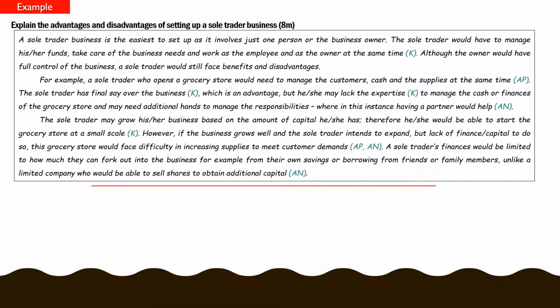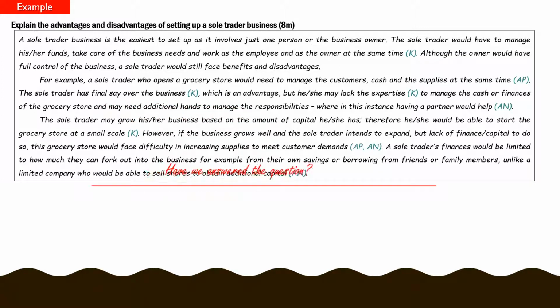So this answer shows knowledge, application, and analysis to really explain to the examiner that you're not merely explaining what the advantage or the disadvantage is. You're also showing different examples of how an advantage could be a disadvantage, and how this would impact the business of a sole trader running a grocery store.